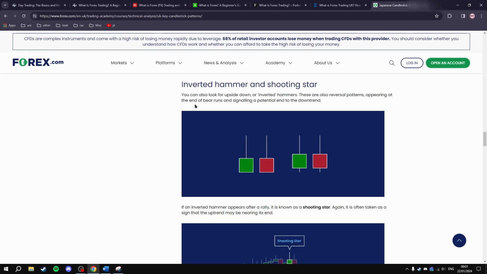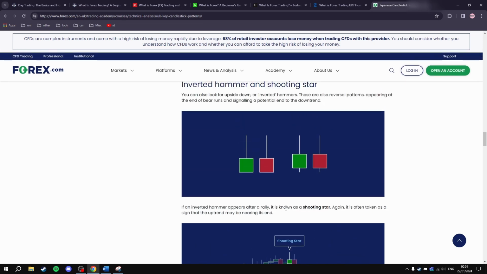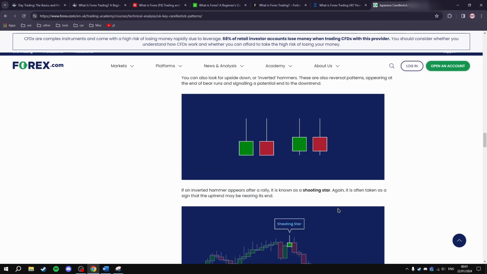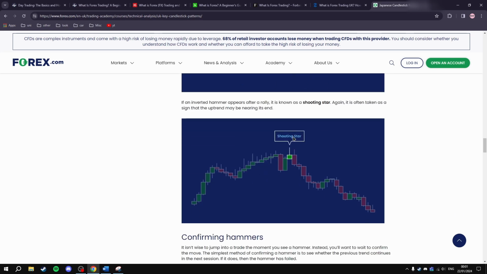Inverted hammer and shooting star. You can also look for upside down or inverted hammers. These are also reversal patterns appearing at the end of bear runs and signaling a potential end to the downtrend. If an inverted hammer appears after a rally, it is known as a shooting star. Again, it is often taken as a sign that the uptrend may be nearing its end.